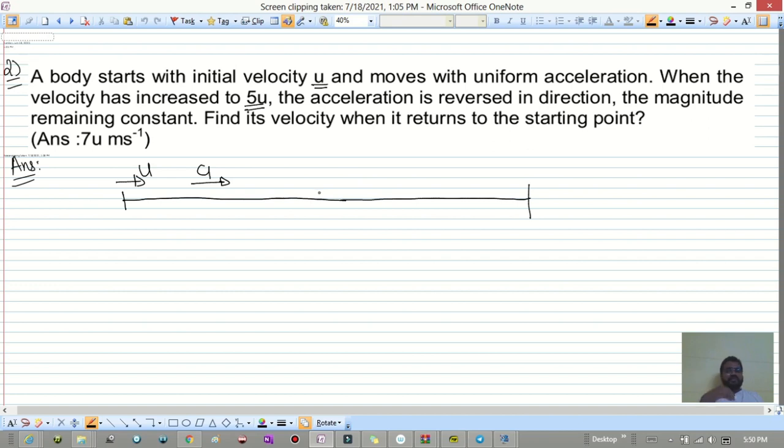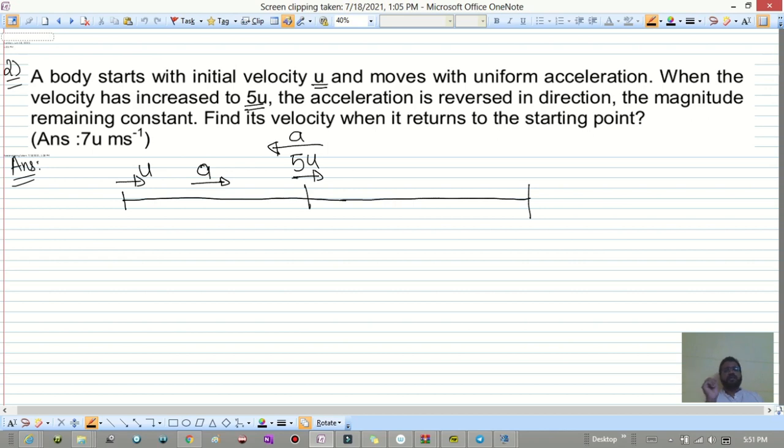Now when the velocity has increased to 5u, the acceleration reverses in direction. The magnitude remains the same, that means the magnitude over here and the magnitude over here is constant. Find its velocity when it returns to the starting point.